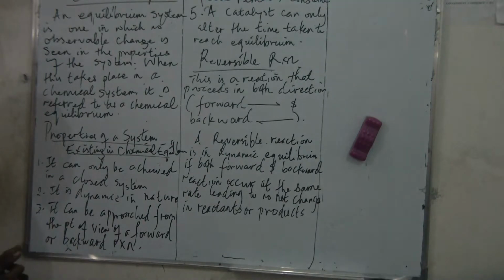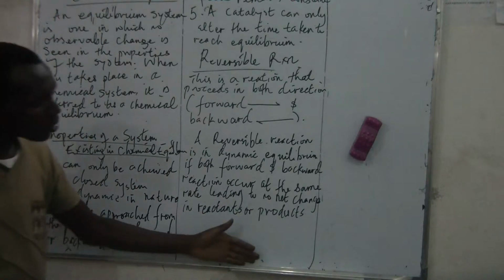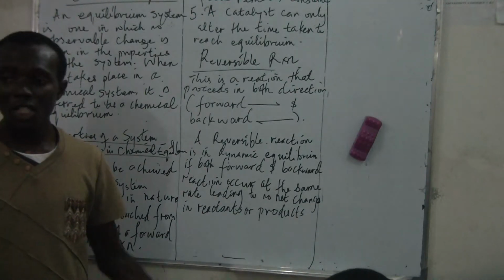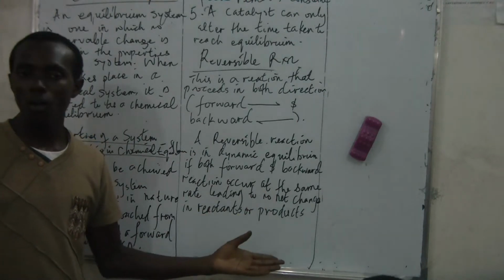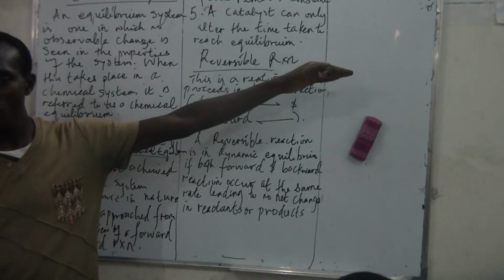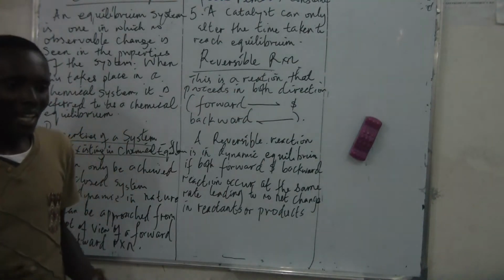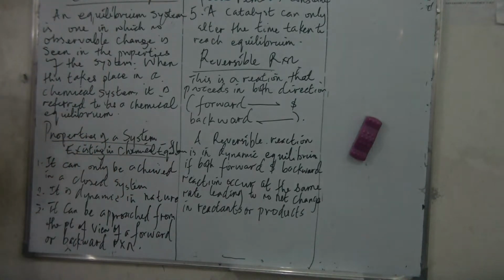So that kind of system will get to a point whereby the amount of vapor leaving the water surface will be equal to the amount of water droplets coming back to the system. That kind of system is what we know as what? A dynamic equilibrium. Because in the end, there is no net change. When equilibrium takes place in a chemical system, we call it a chemical equilibrium.